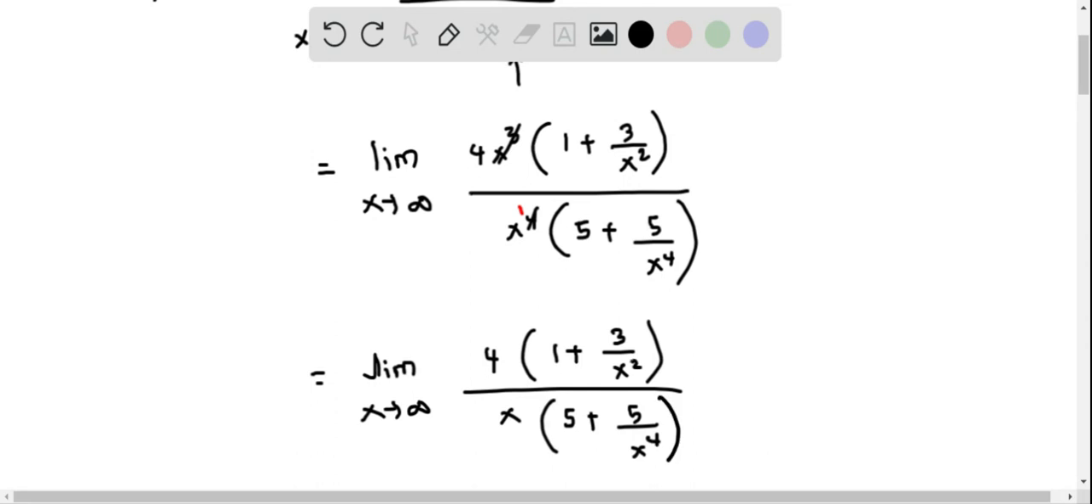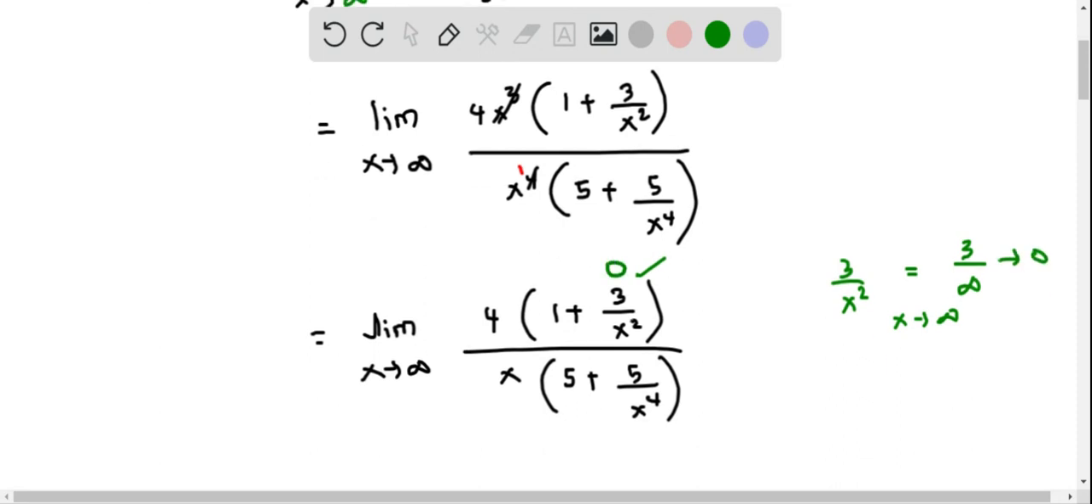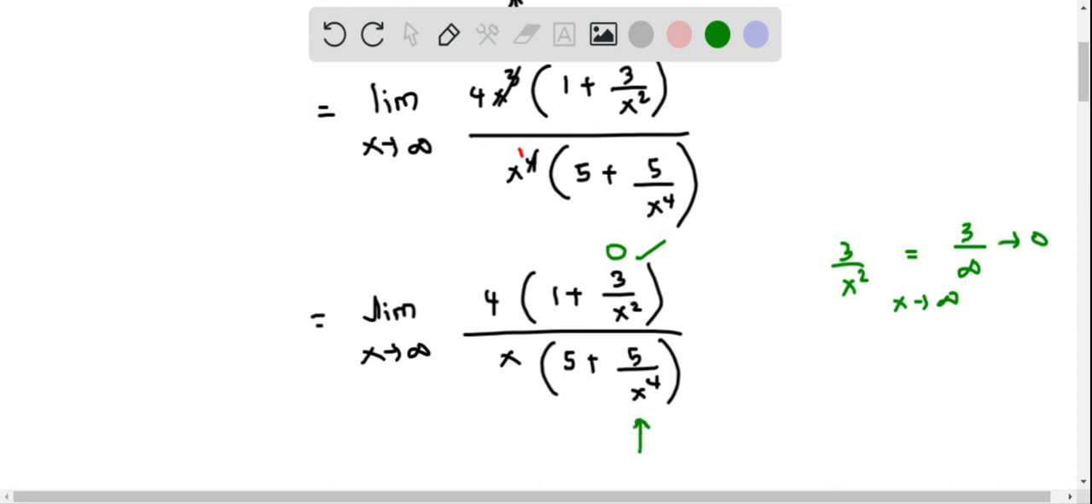Now we find the limit of this expression, that is 3 by x squared. So this will approach 0 when x approaches infinity, because 3 divided by infinity squared is 3 divided by infinity, and so this approaches 0. So we say that the limit of this expression is 0, and similarly the limit of this expression is also 0, because 5 by x to the power 4, if we let x approach infinity, this is 5 by infinity to the power 4, which is infinity, and so this also approaches 0. So therefore, the limit of this expression is 0.